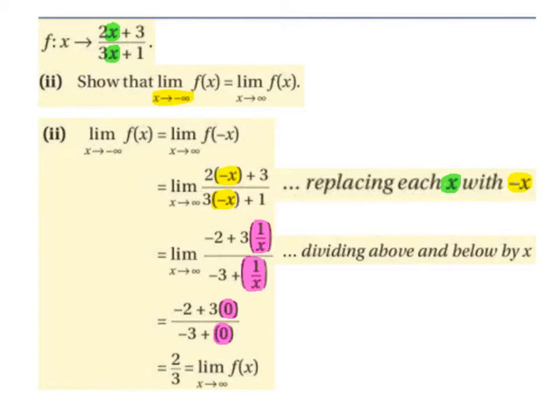And again, as similar to the last slide, the closer that x gets to infinity, the closer that 1 over x gets to 0. So we end up having 3 times 0 and then minus 3 plus 0. So we have (minus 2 plus 3 times 0) over (minus 3 plus 0), which gives us 2 over 3. So this is equal to the limit that we got in the previous slide, which is the limit of f of x as x approaches positive infinity. So we have shown that the limit of f of x as x approaches negative infinity is equal to the limit of f of x as x approaches positive infinity.